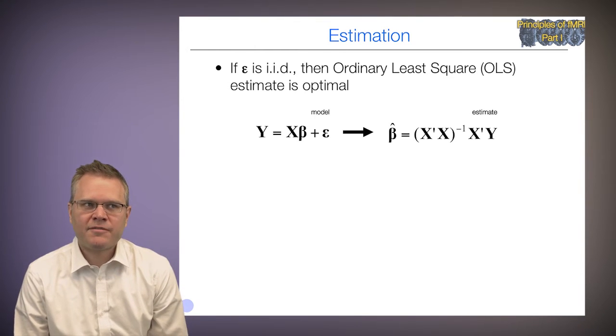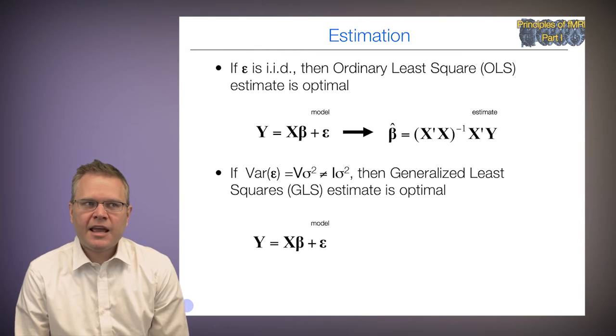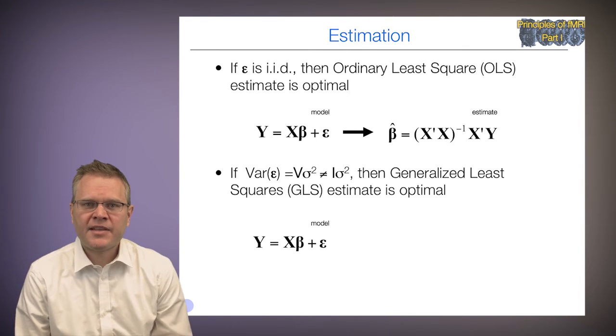So in this case, we have the model Y is equal to X beta plus epsilon, and we get the following least squares estimate. If epsilon is not IID, and the variance of epsilon is equal to V sigma squared, which is not equal to the identity, then we instead have to use something called the generalized least squares estimate, and that's going to be the best linear unbiased estimator.